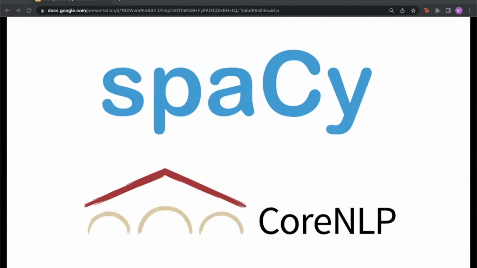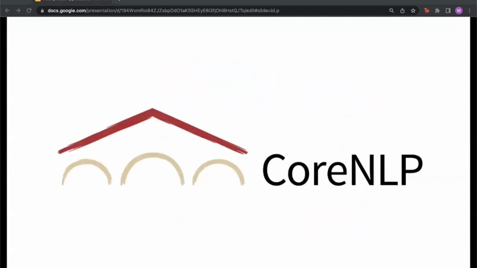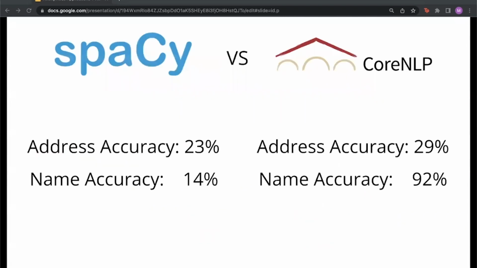So the two libraries that we ended up choosing between were spaCy and Core NLP. Both provide easy to use pipelines that break documents down into smaller pieces of text with associated metadata that we can use to identify the types of words and phrases that we might want to redact. When it came down to testing these libraries, Core NLP appeared to be much more accurate. However, its accuracy still wasn't perfect.